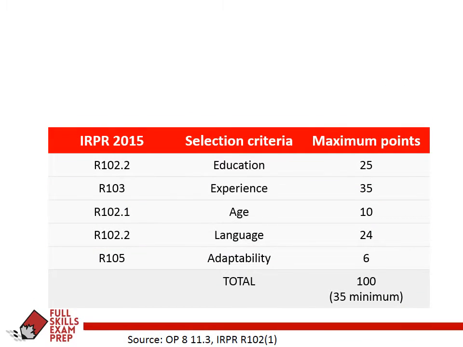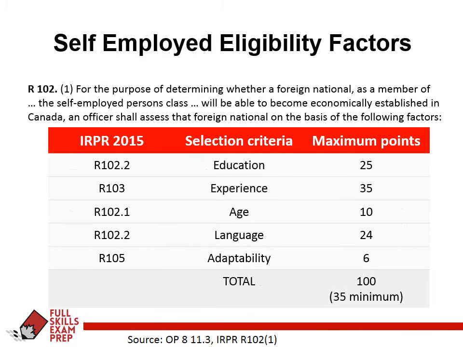All right, so if you take a look at OP8 as well as Regulation 102, you can see that there is this point system over here. It's pretty straightforward, especially if you've studied our lesson on Express Entry. You'll find that this point system is a lot more straightforward and easier than that. But we're going to go through this in detail anyways, just to, again, make sure you're covered for your exam.